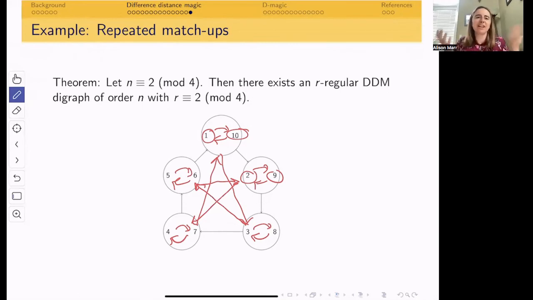So that's the difference distance magic labeling that I wanted to talk about. I have one other type of labeling that actually was the one that inspired this one. So I'm going in a backwards way today, but I want to talk a little bit about one other type of labeling, and then give you all a chance to ask questions, if you have some you want to ask.